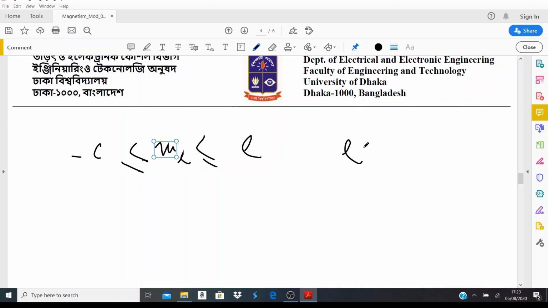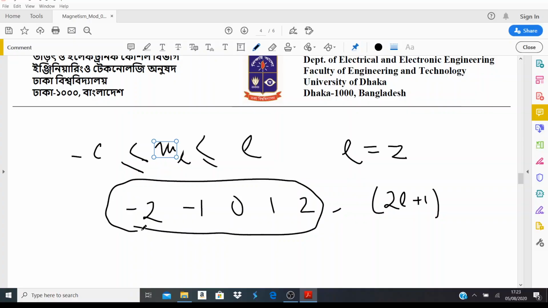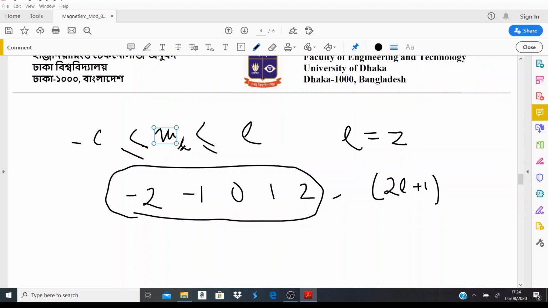So let's say we have L equals to, let's say 2, that's a number, right? What will be the ML? ML starts from minus L, right? So minus 2, then minus 1, 0, 1 and 2. So how many values do we have here? We have 5. So usually if you extend ML from minus L to plus L, you always have twice L plus 1 numbers of ML values, right? Here L is equal to 2, which is twice 2 plus 1, that is 5. That's why we have 5 states, right? So for a single value of L, we have 5 different states with different MLs.